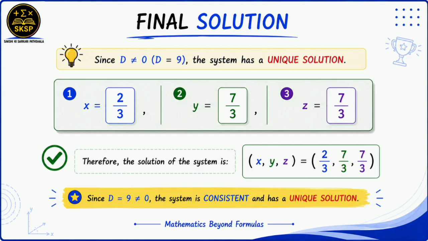Before moving to the next case, remember the key condition here is that D is non-zero. Now what happens if D is equal to 0? Can the system still have a solution? It can. We will find out in our next upcoming videos.